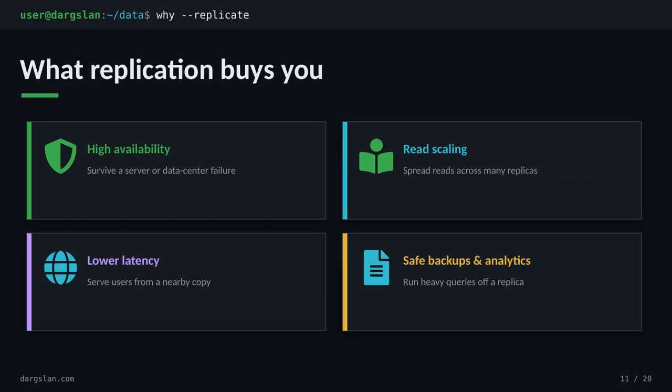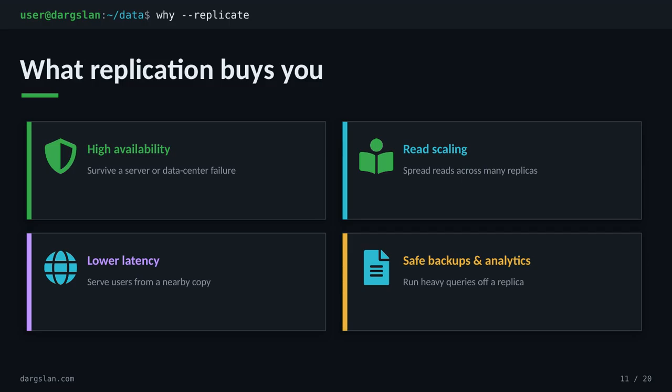With those shapes in mind, it's worth stepping back to ask what replication actually buys you. 4 things, really. High availability. So a single server or even a whole data center can fail without taking you down. Read scaling by spreading queries across many copies.